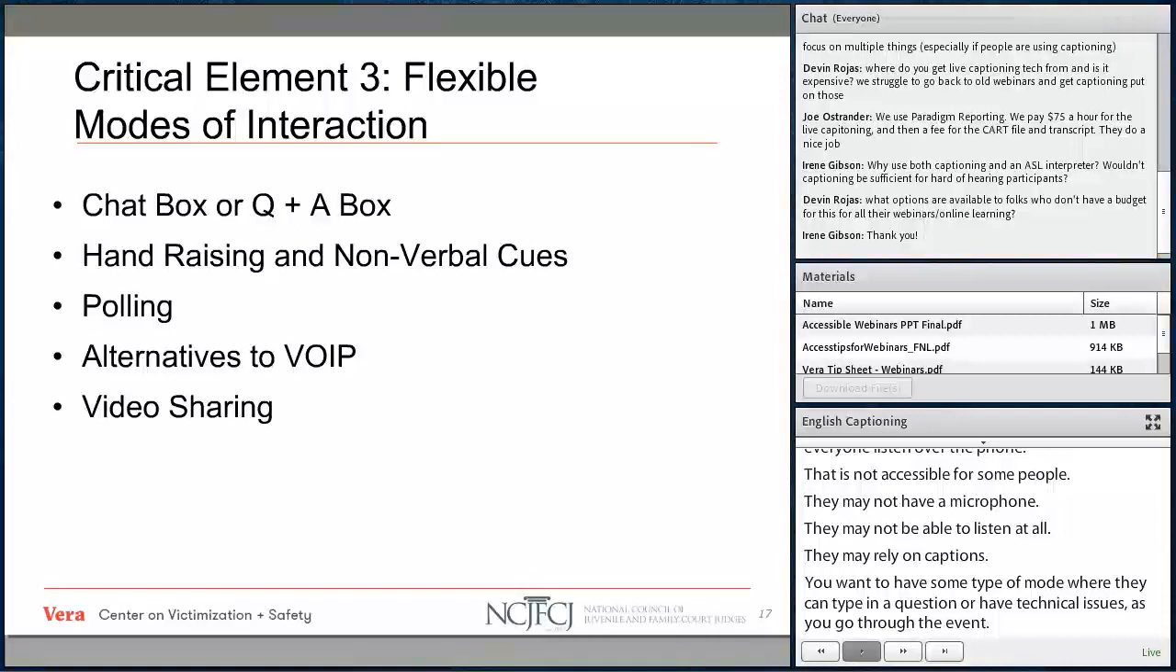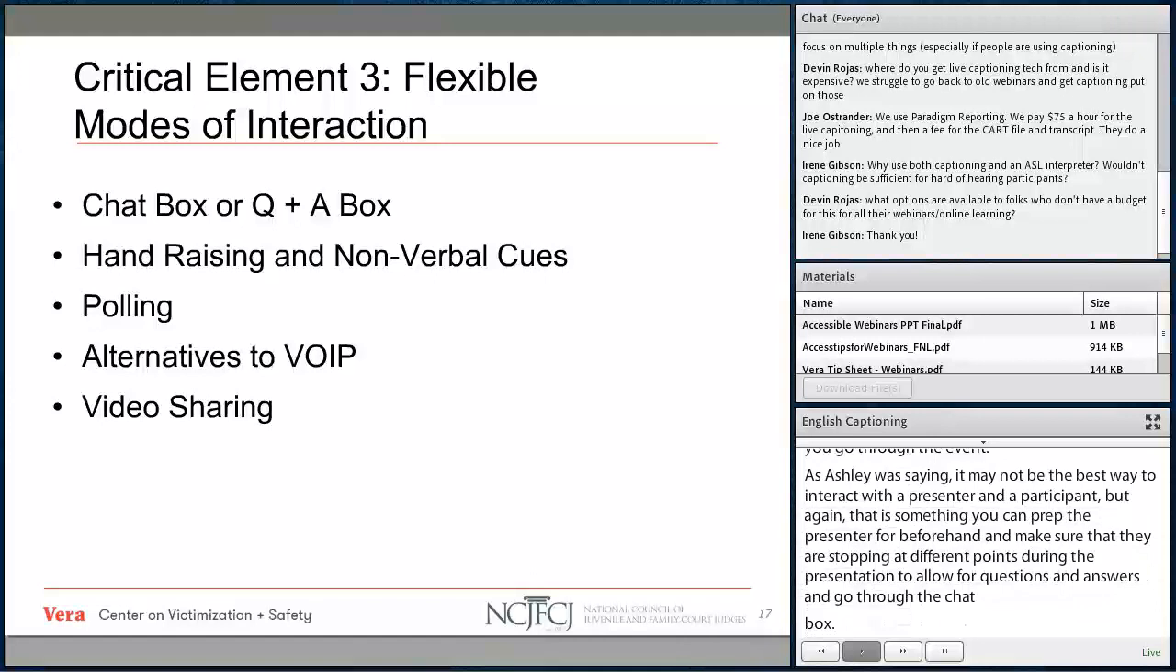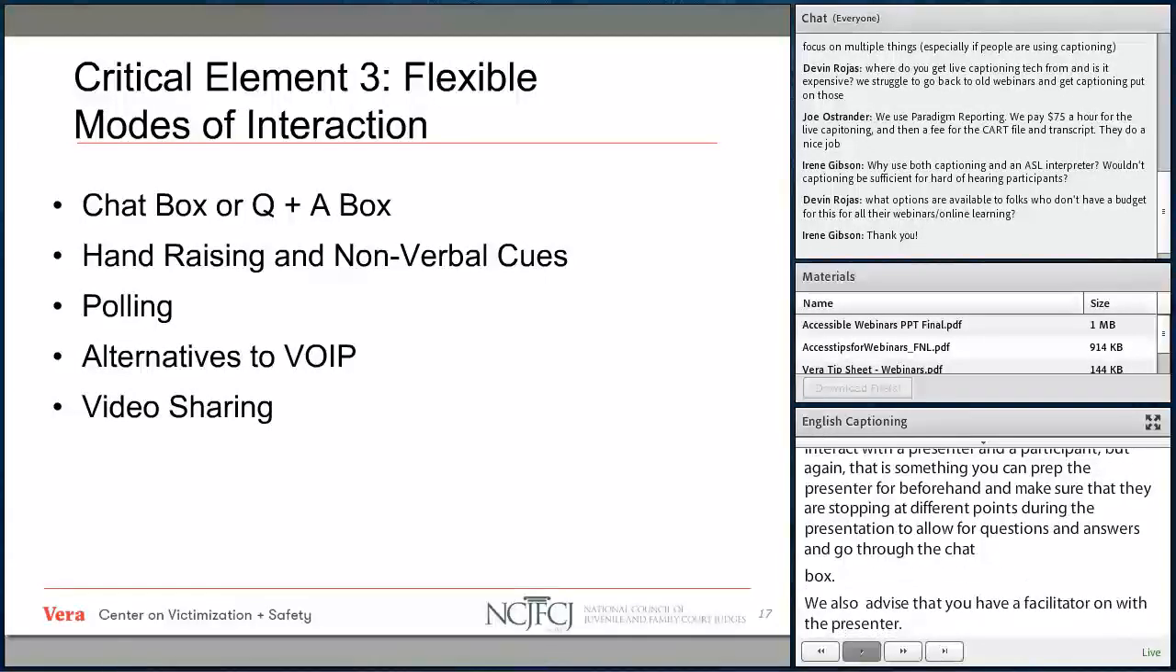It's much more difficult for a presenter to navigate when they're by themselves and they're focusing on their presentation and then also on the chat box. So breaking up those roles a little bit does help.